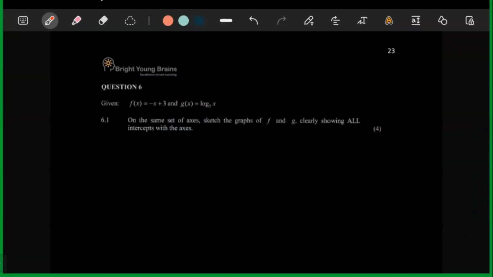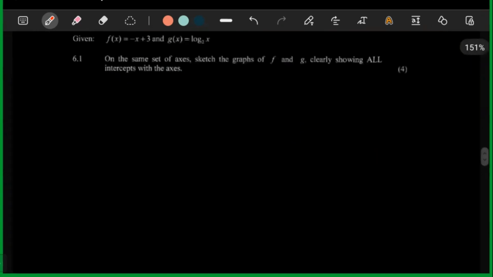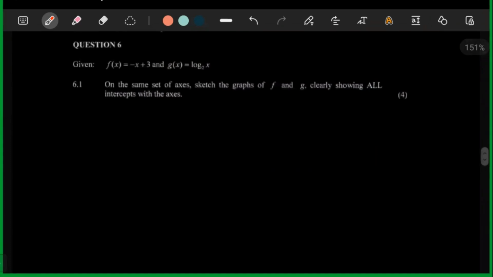Go to negative x plus 3 and you have a log graph. So for 4 marks, on the same set of axes, sketch the graph of f and g, clearly showing our intercept with the x-axis. When you draw graphs like this, fortunately, your question is quite straightforward. For 4 marks, you can imagine in total it's like 2 marks for each graph.